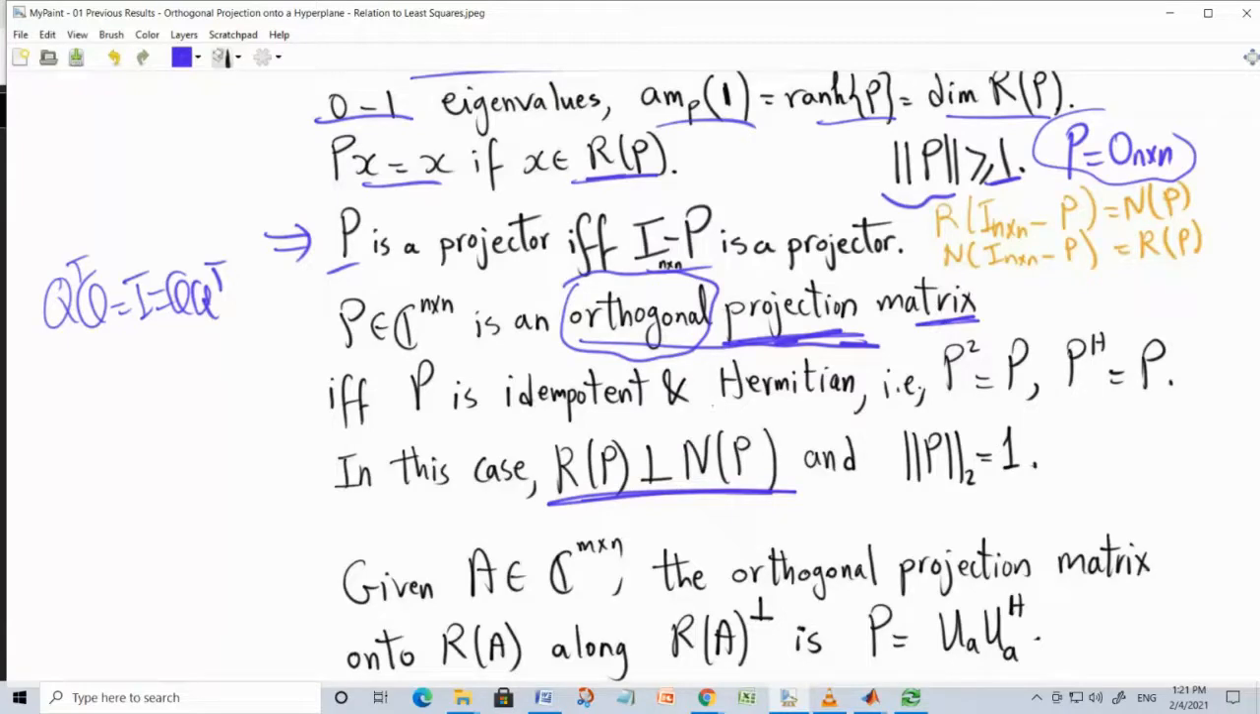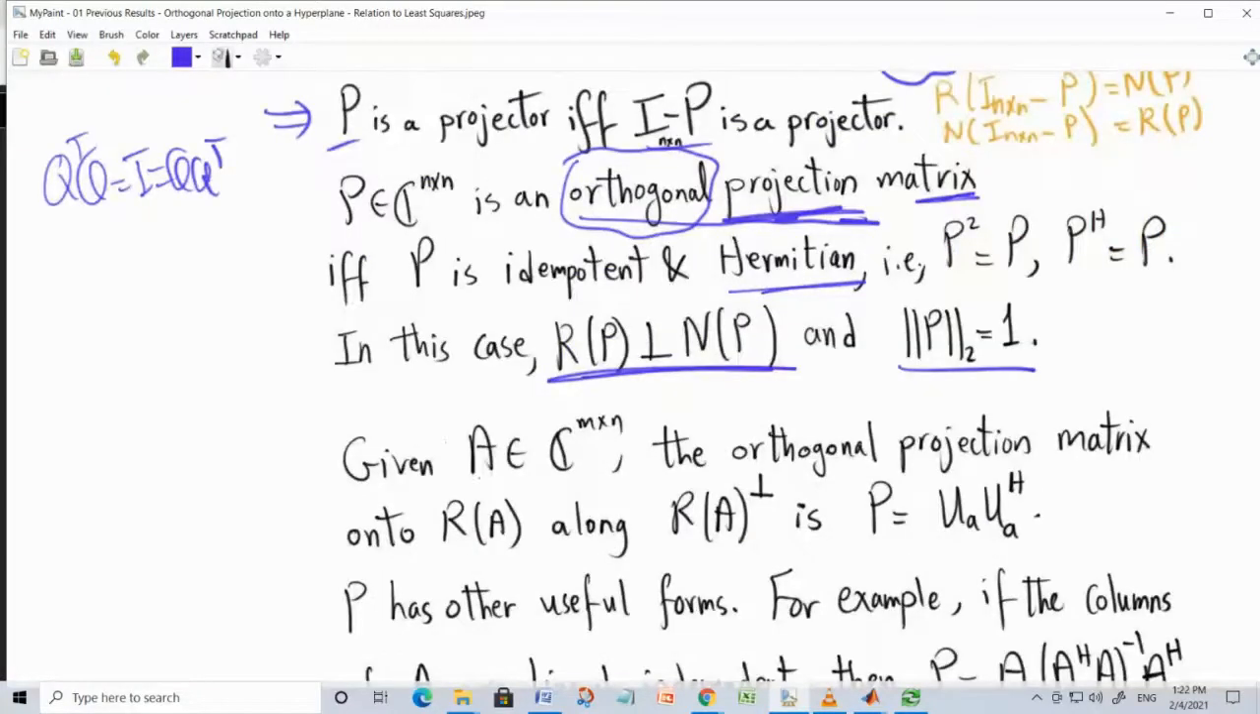In that case, you can show that you get another feature for the projection matrix. It also becomes Hermitian. So P is an orthogonal projector if and only if it is idempotent and it is Hermitian. And basically for orthogonal projectors, the spectral norm, or the L2 norm, is exactly equal to 1.